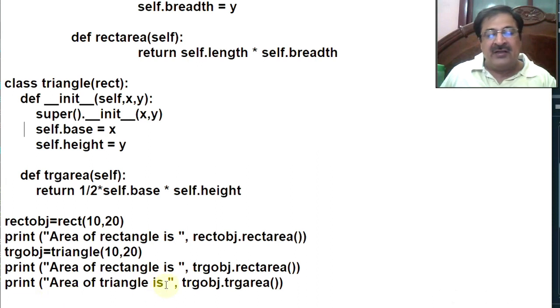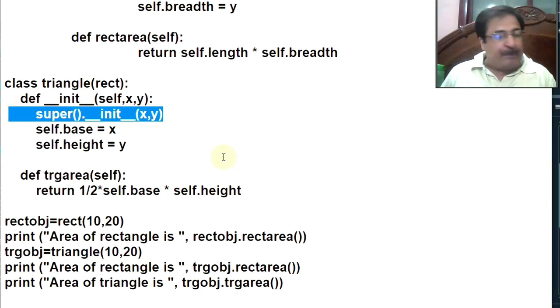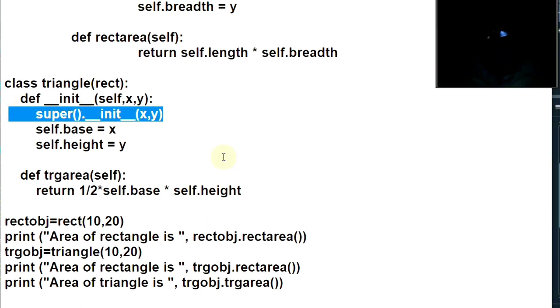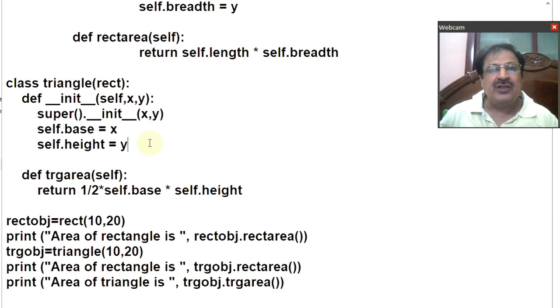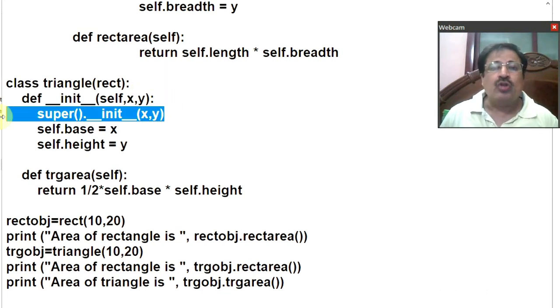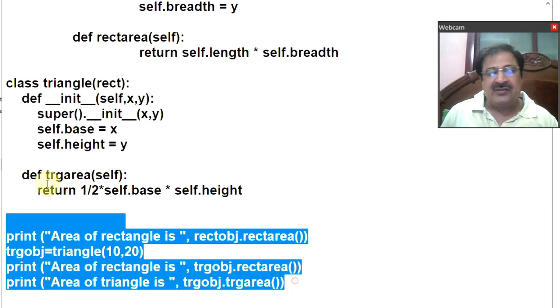Again, area of triangle is, this is the text displayed. The trg area function is invoked through the trg obj object. Half into 10 into 20. The result of the expression will be written and displayed here. So this is the technique to invoke the constructor of the base class. The main focus of this program was to understand how to invoke the constructor of the base class, that is the superclass. Now let us run this program.